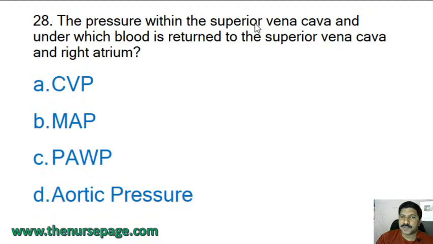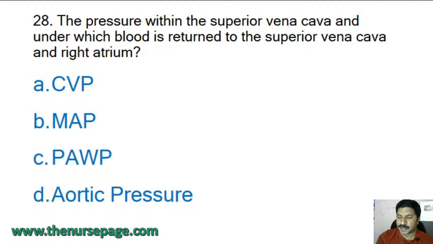Next question. The pressure within the superior vena cava and right atrium, under which blood is returned to the heart. Options: CVP, MAP, PAWP, aortic pressure. That is, central venous pressure, mean arterial pressure, pulmonary artery wedge pressure, aortic pressure.